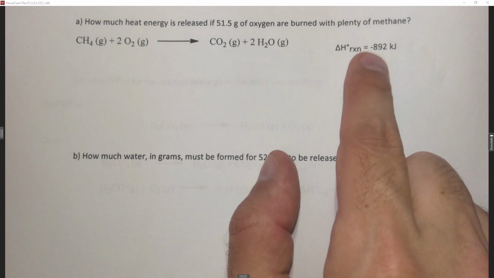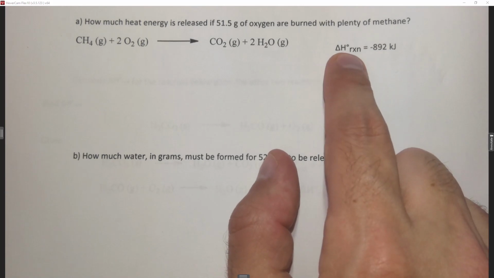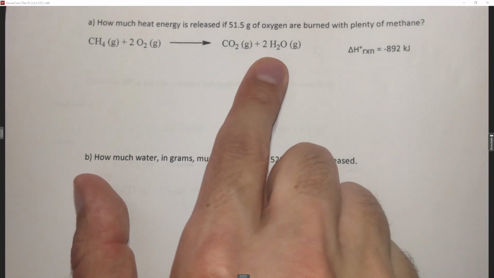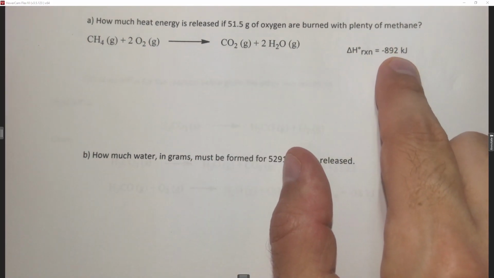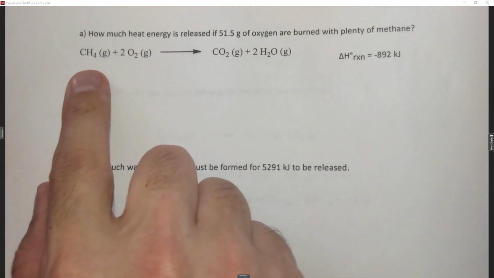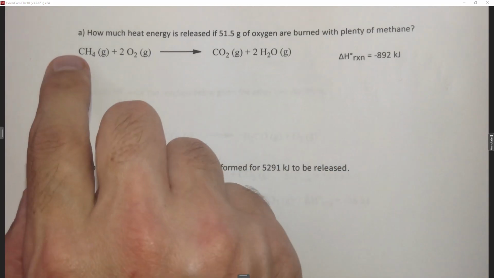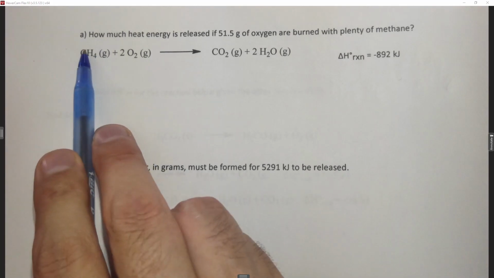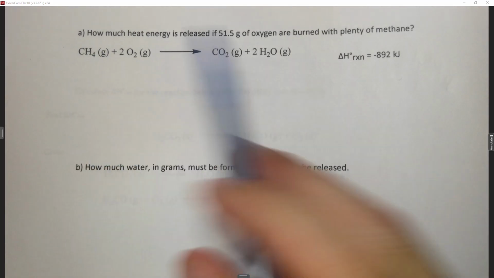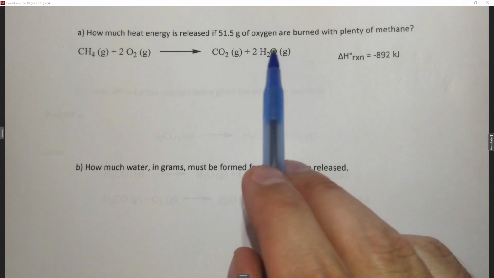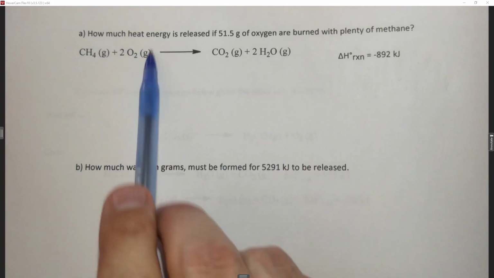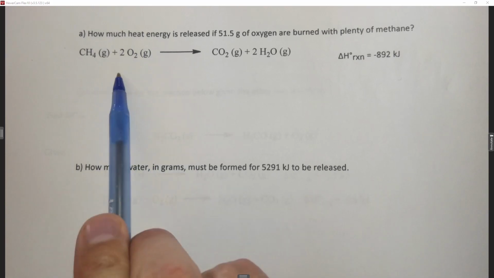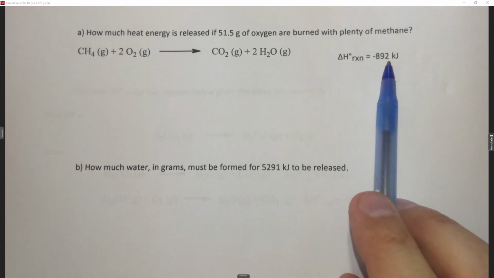And the answer to that is the delta H of reaction. If I do this reaction one time, this is how much heat energy is released. And I have to be able to read this reaction like a chemist. As a chemist, this says if I burn 1 mole of methane in the presence of 2 moles of oxygen, I will make 1 mole of carbon dioxide and 2 moles of water. Said another way, if I burn 2 moles of oxygen, I will release 892 kilojoules of energy.